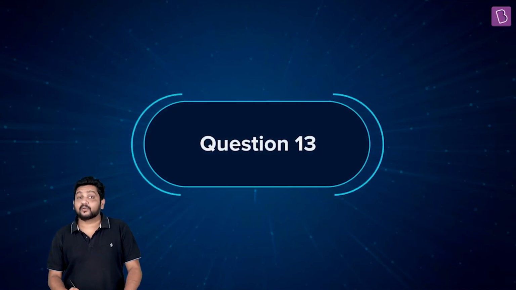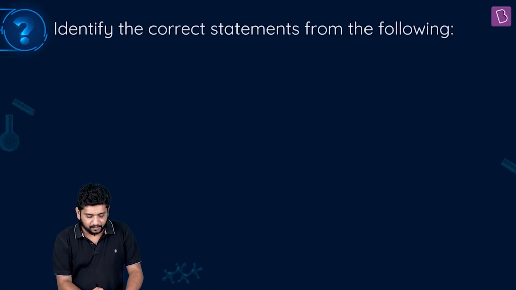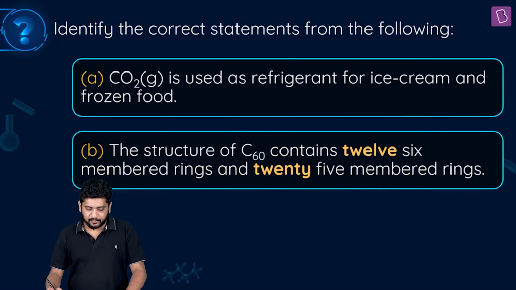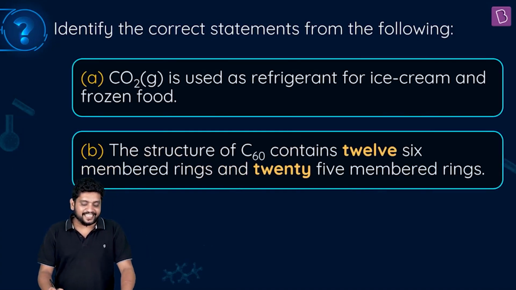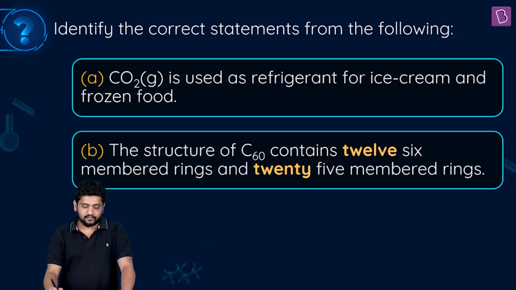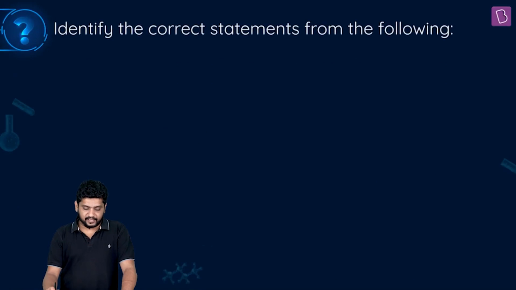Okay, so let's go to the next question now. Let's read the question. It says, identify the correct statements from the following. So some statements are given. A says carbon dioxide gas is used as a refrigerant for ice cream and frozen food. B says the structure of C60, carbon 60, allotropic forms, Buckminster Fullerene or buckyball as you call it, contains 12 6-membered rings and 25 membered rings. This is what is given to us.